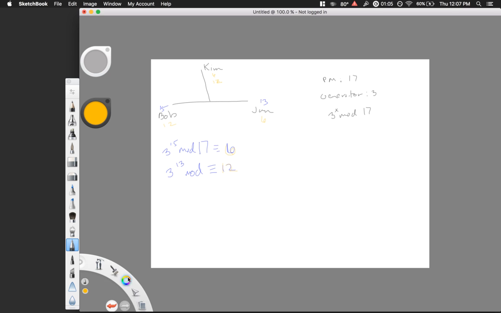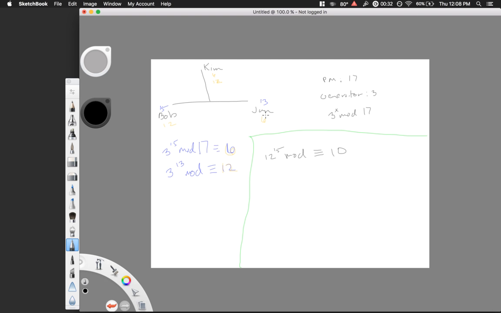Great. Now we have the heart of the trick. This is where things get exciting. Okay, so Bob is going to take his public result, which was 12, and he's going to raise it to the power of his private number, which was 15. And he's going to compute the result of that, and he will get 10.